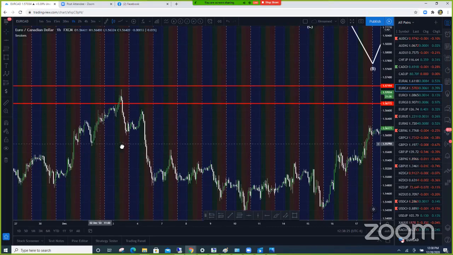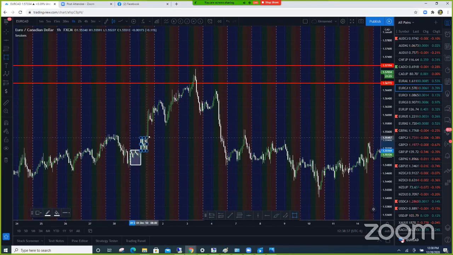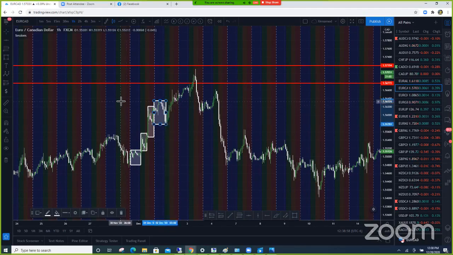So let's start here. For New York, for the Asian session, the market consolidated. In the London session, it did exactly what I said. It broke out, retested, and gave a continuation. And this time the New York session continued in that direction. The next Asian session was a bigger range, but still a consolidation.